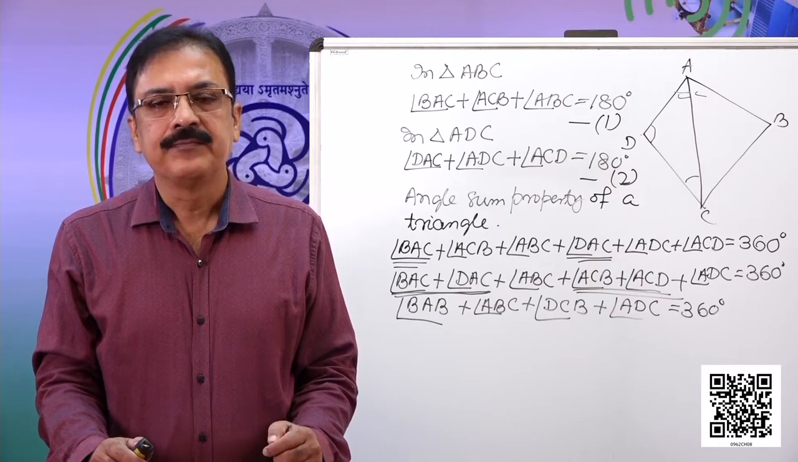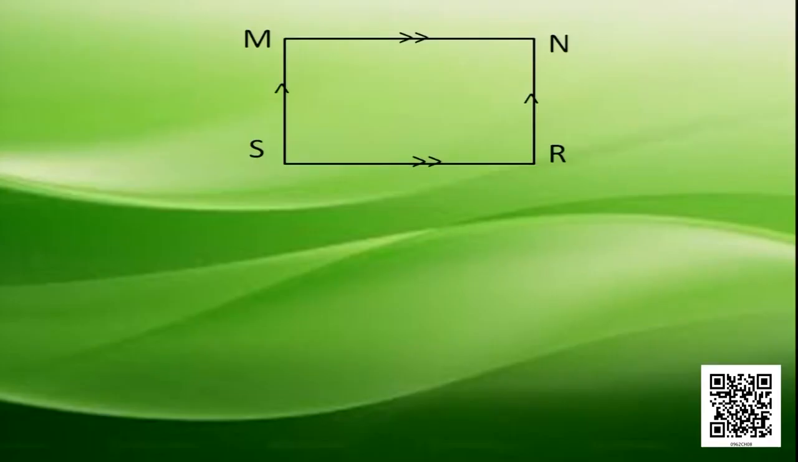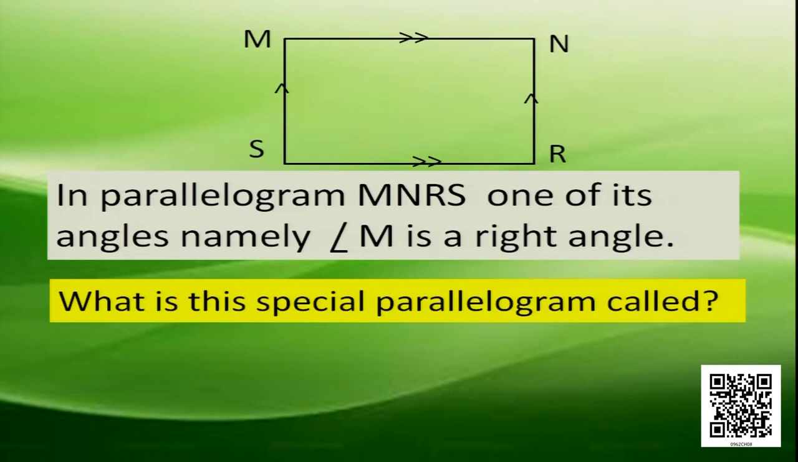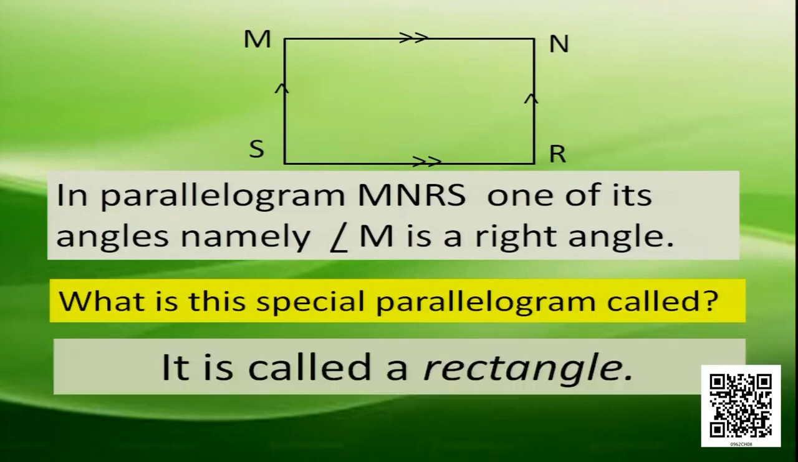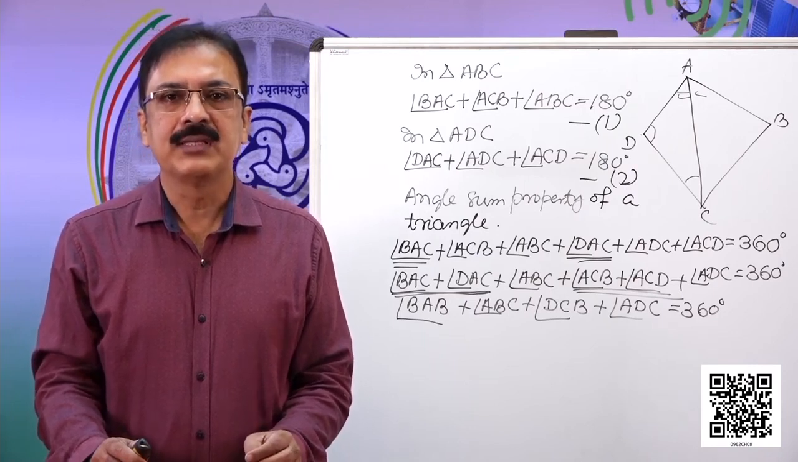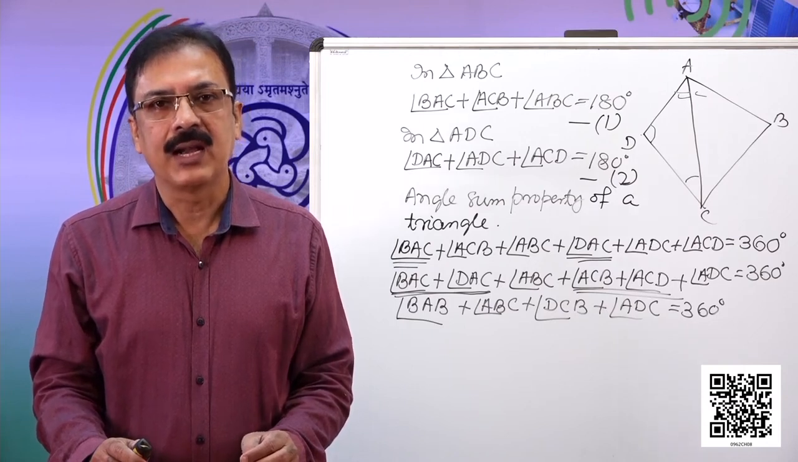Let's discuss that. Here also we have a parallelogram, but the speciality is this: in this parallelogram MNRS, one of its angles, say M, is a right angle. So if one of the angles of a parallelogram is 90 degrees, then what is it? This has a special name. It is called a rectangle. So again we can say that if an angle of a parallelogram is 90 degrees, then it is called a rectangle.